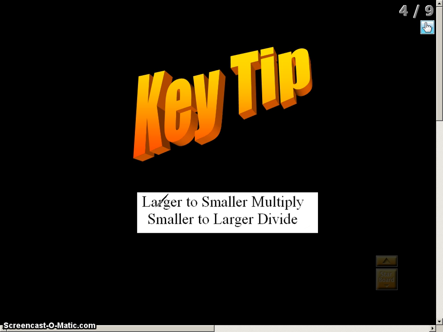So a key tip, just like with units of measurement, as far as feet to inches, yards to miles, it's important to remember that whenever you go from a larger unit of time to a smaller, you want to multiply. For example, if I'm converting from hours to minutes, that's larger to smaller, I'm going to multiply. And then finally, smaller to larger, you're going to divide. For example, if I'm going from seconds to hours, you would divide.